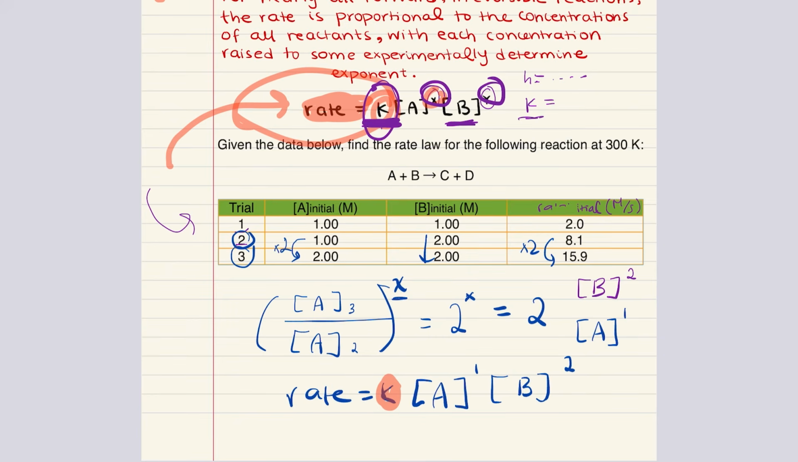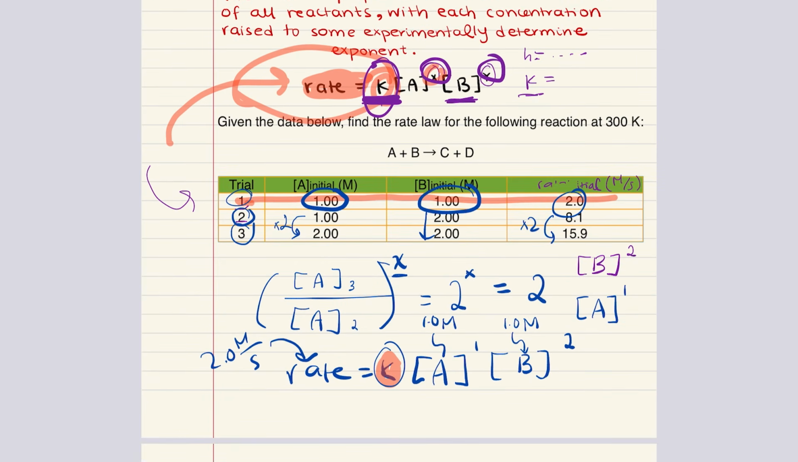Well, we can use any set of data to solve for K. So for example, we can use trial 1. We can plug in values to figure out K. How do we do this? Everything is given to us. If we're taking trial 1, we can take any trial, by the way, I'm just choosing trial 1. We can put in the concentration for A here, this 1 molar. We can put in the concentration for B from trial 1, also 1 molar. And then we can put in the rate, 2 molar per second. And then we can isolate K to solve for it.